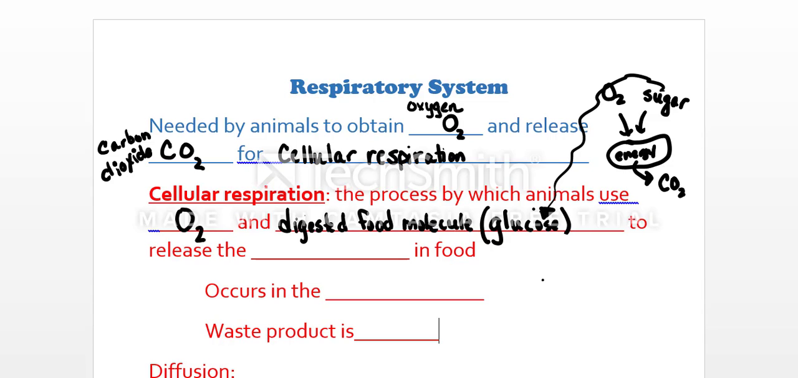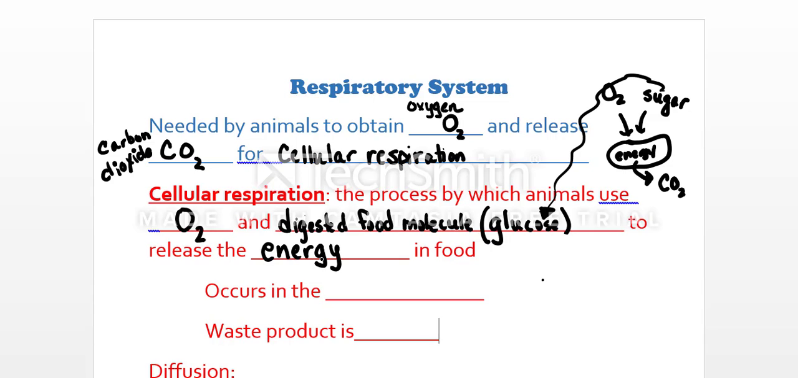Okay? So the glucose inside your cell is reacted with oxygen. And in the process, all the energy stored in that food, in that glucose molecule, is released so that the cell can do everything it needs to do to function, so that you can do everything that you need to do to function.